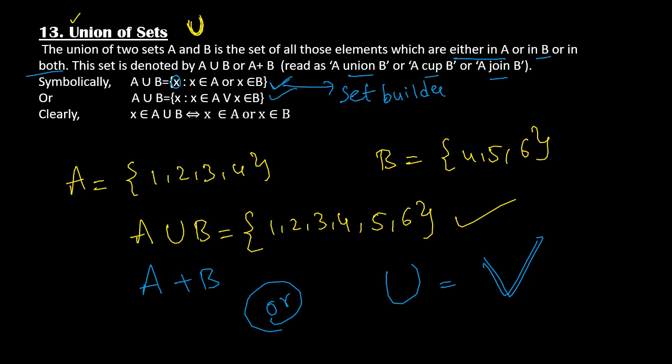So if I take one element in A union B, what is the meaning? Either that element can be in A or that element can be in B, or it can be in both. Agree? Any doubts up to here?